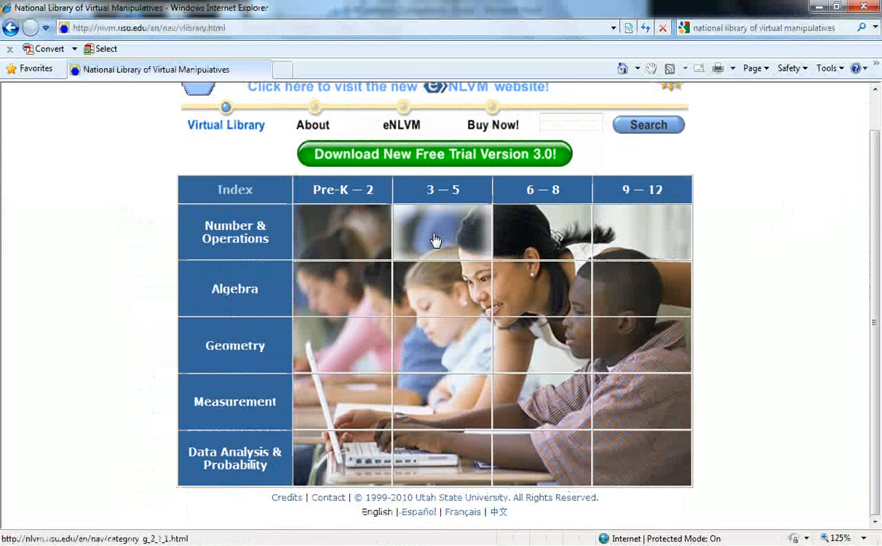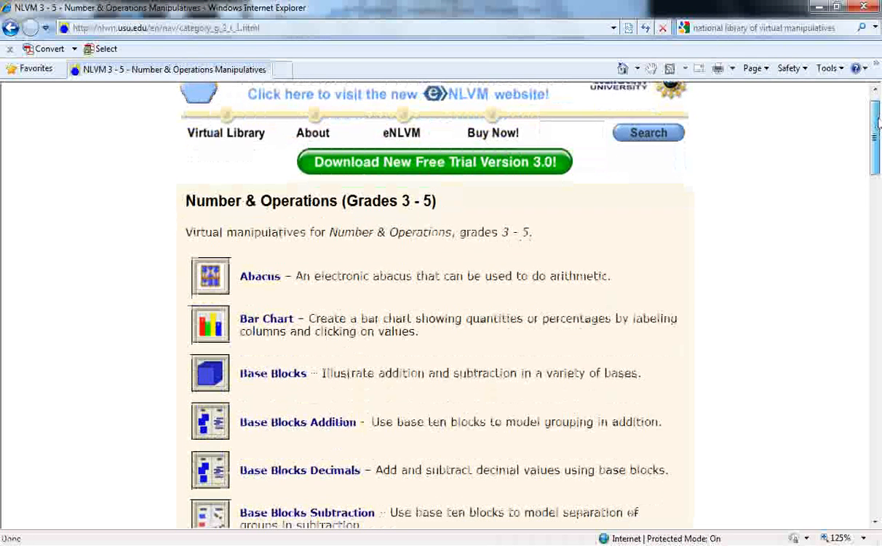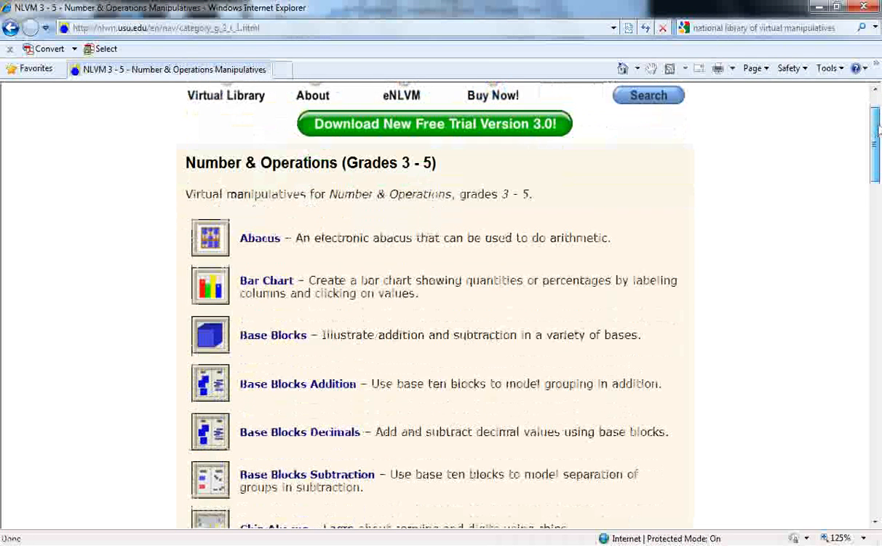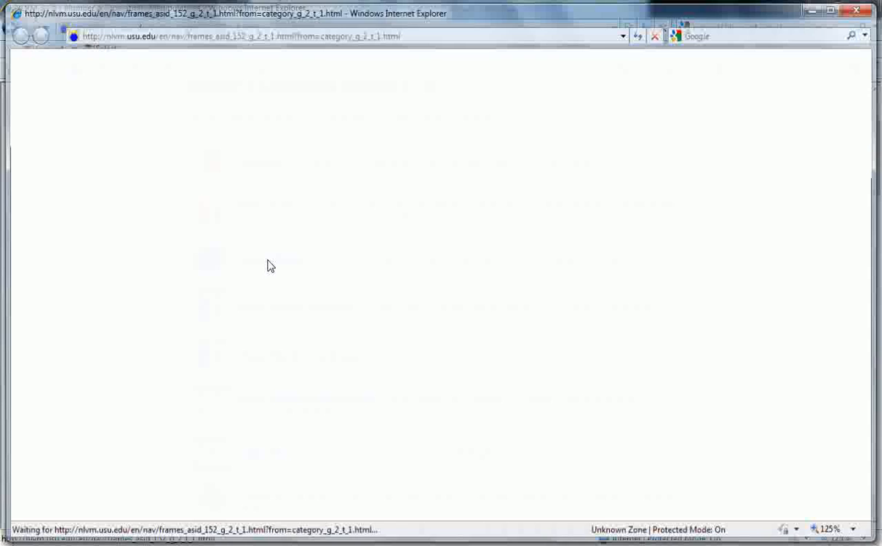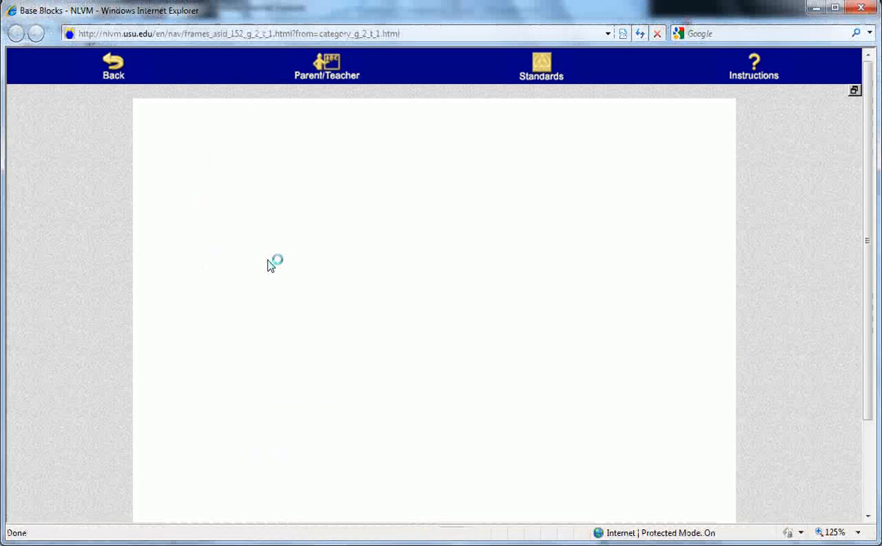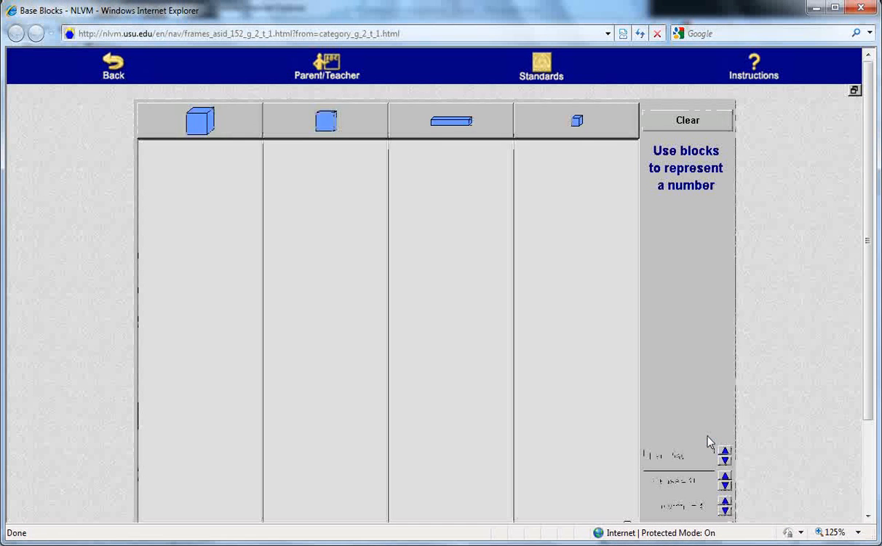Where I went for this is Numbers and Operations, grades 3 through 5. But of course you can go into any of the grade levels or standard strands that you want to. You never know what you might run across. So we go into base blocks, and I have my base blocks.